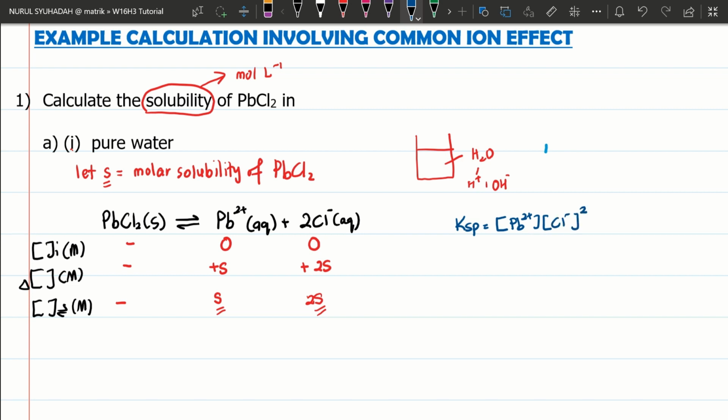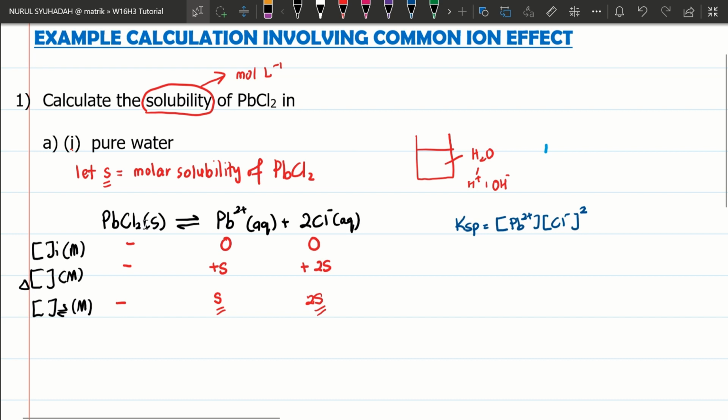Okay, kenapa kita nak cari nilai S? Nilai S dekat sini adalah nilai berapa banyak Pb2 plus dan Cl minus yang dissolve. So lagi banyak, lagi besar kita punya nilai S, maksudnya lagi banyak Pb2 plus and Cl minus yang wujud, then kita boleh kata more PbCl2 is dissolved. Okay, so kita teruskan calculation kita.